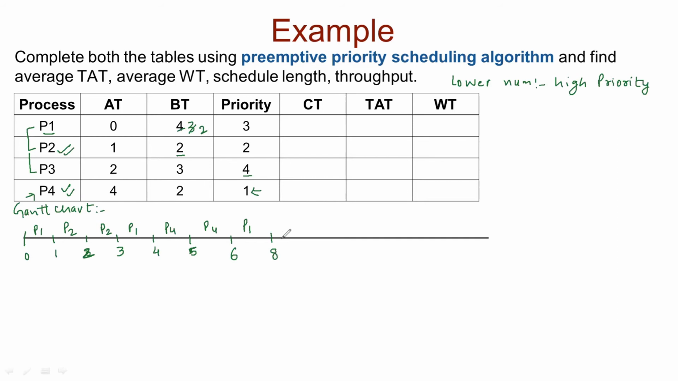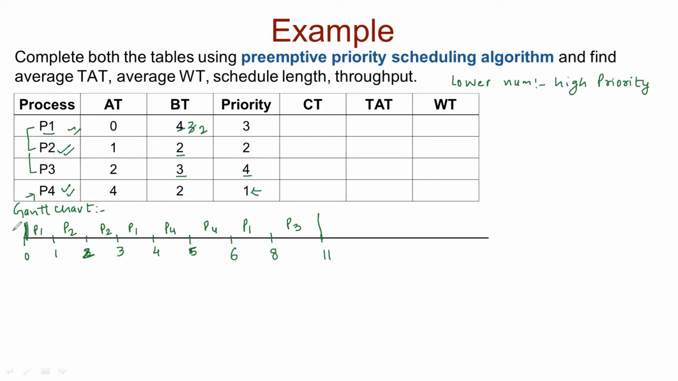At 8, there is just one process left, which is P3, and its burst time is 3. So P3 will continue to execute till 11. Okay, so you can just ignore this line. So this is the Gantt chart.